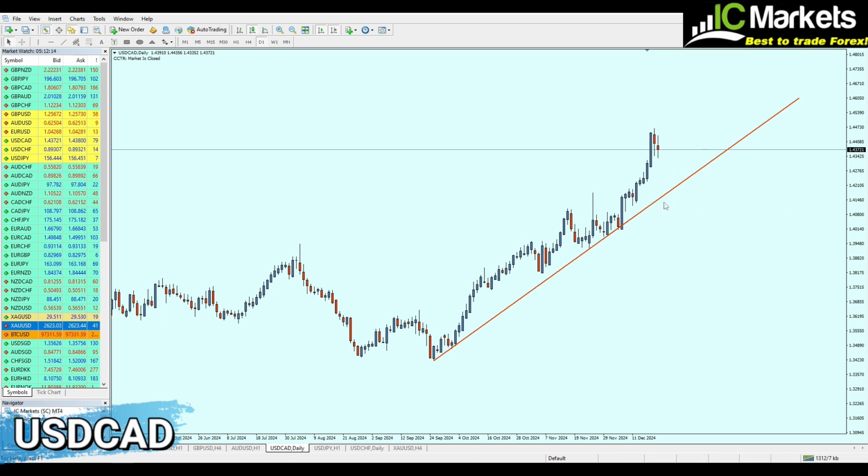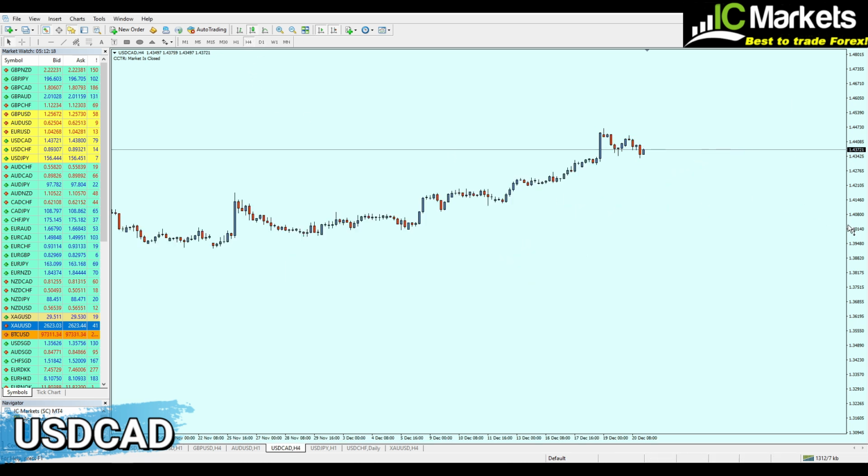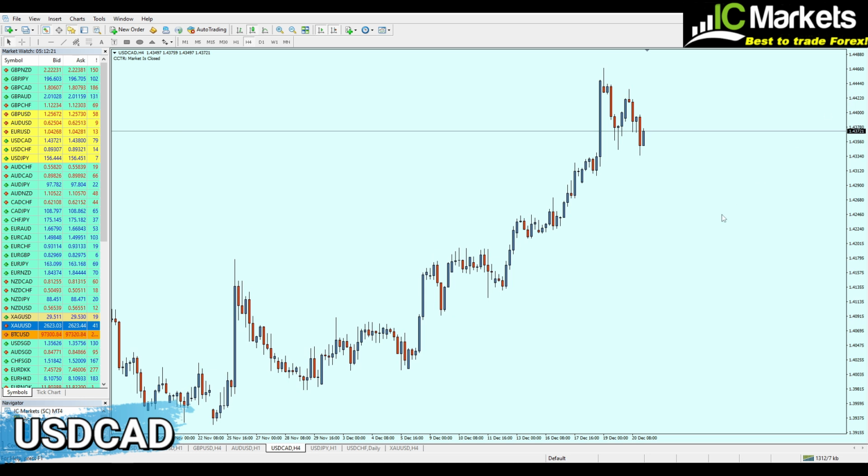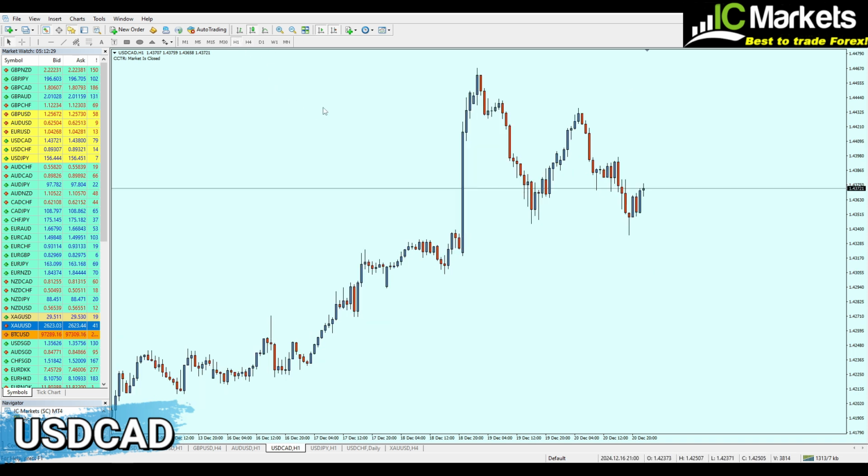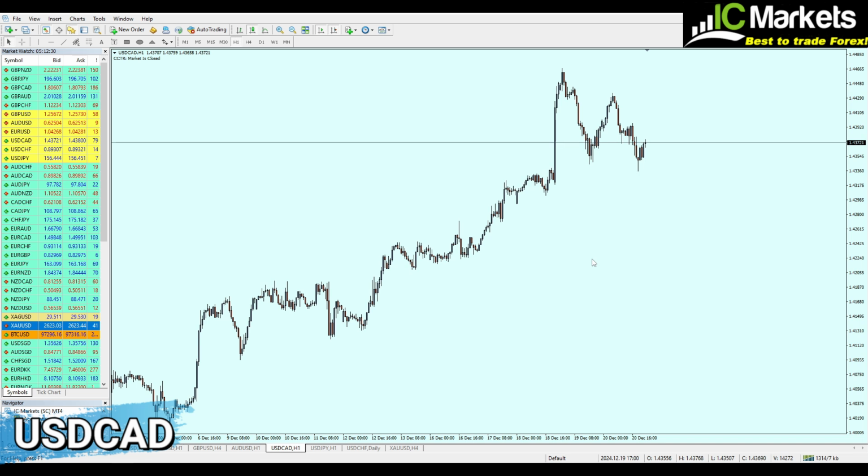Let's now move to the 4-hour time frame to find our entry, where exactly we can place our sell order. Frankly speaking, the 4-hour time frame also is not really showing me much. I will move right now to the 1-hour time frame. Now here we can see a lot of things.